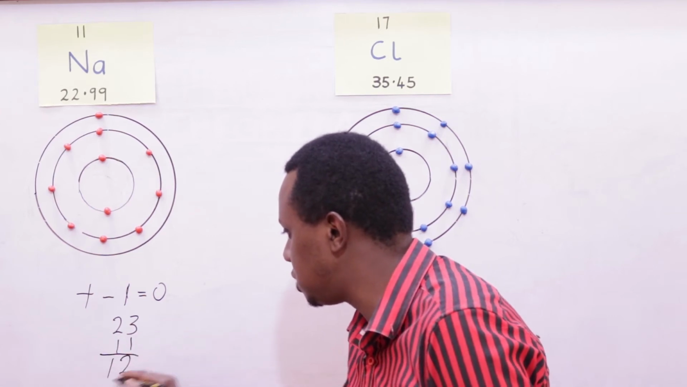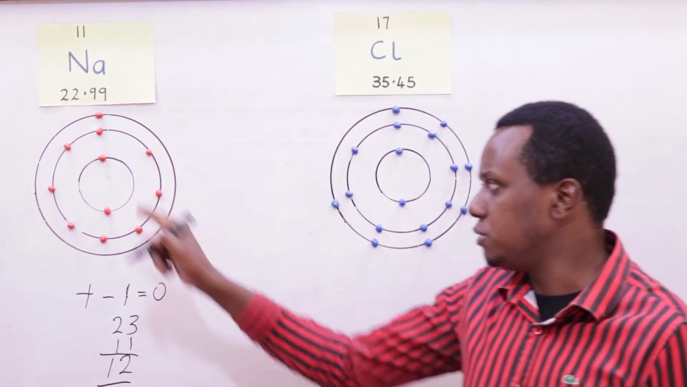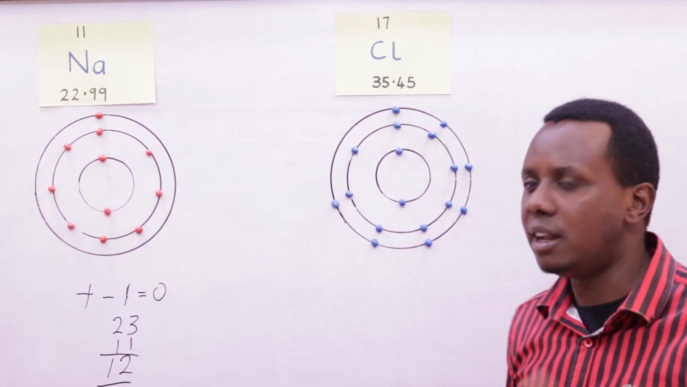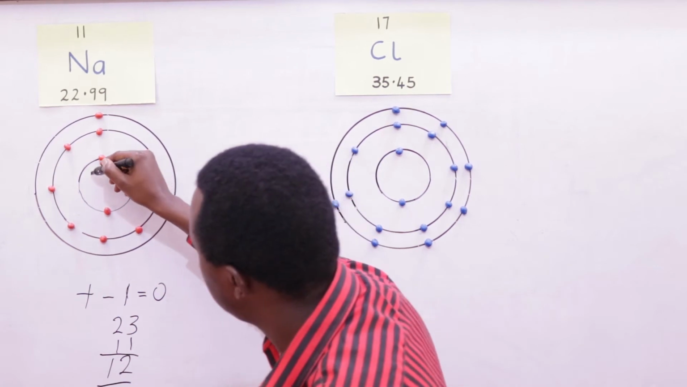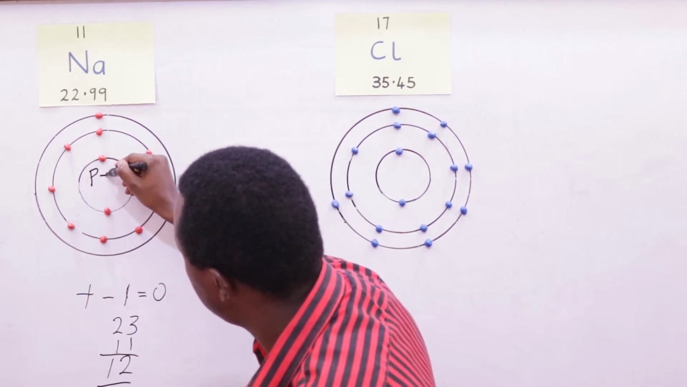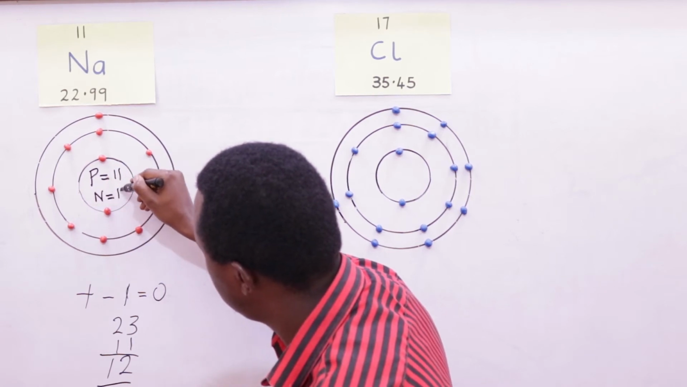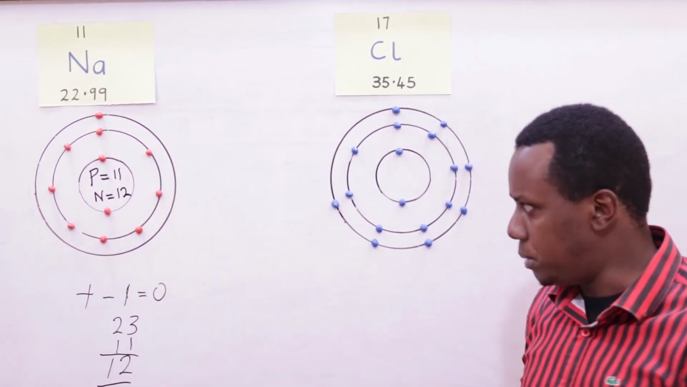And you get a 12. So the number of neutrons in the nucleus here is 12, and the number of protons is 11. So it's very important to remember that.